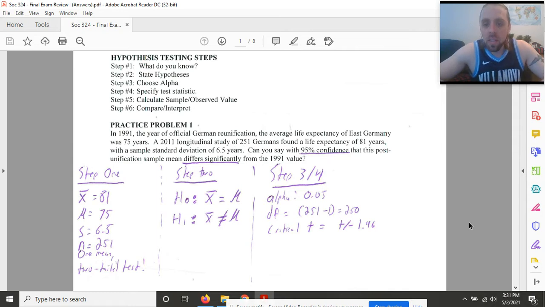Get to steps 3 and 4. I will set my alpha level at 0.05. That is reflecting the fact that I'm asked for 95% confidence. And then I get my DF, my degrees of freedom, by using n minus 1. So 251 Germans minus 1, and that gives me 250 degrees of freedom. 0.05 alpha, 250 degrees of freedom, two-tailed test. The critical T on that is a number we should be kind of familiar with. It is plus or minus 1.96. When we do a two-tailed test, it's always plus or minus on the critical value.